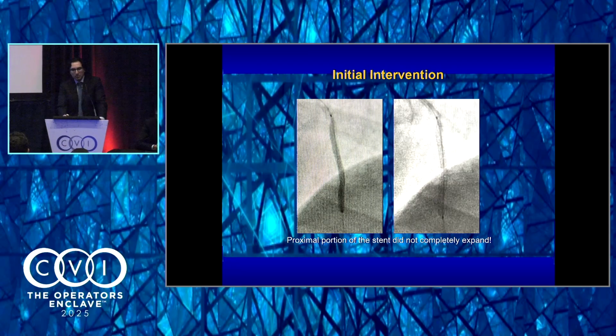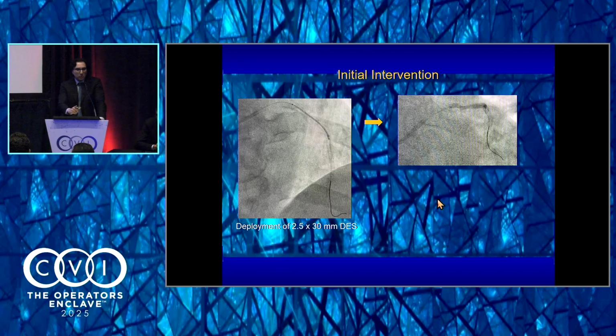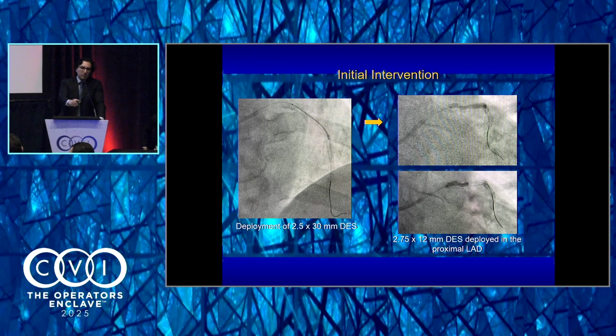So again, that proximal portion, it's kind of hard to tell, but it wasn't adequately expanded, and unfortunately that wasn't recognized. So then another stent was deployed, a 2.5 by 30 millimeter stent, overlapping with that first stent. And I suspect that it was deployed in a caudal position, and in the proximal LAD another 2.75 by 12 millimeter drug-eluting stent was deployed.